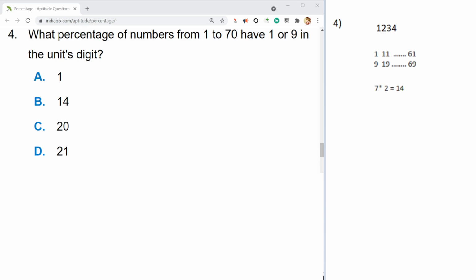We need to find the percentage of the numbers. Percentage means required value by total value into 100. Required is 14. Total numbers are 1 to 70, that is 70. 14 by 70 into 100, that is 20. Option C. Option C is correct.